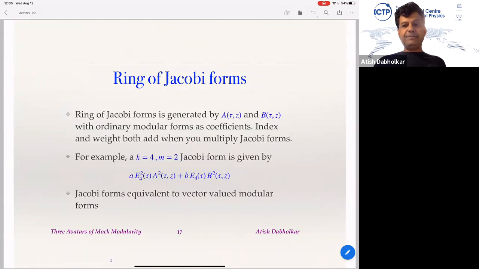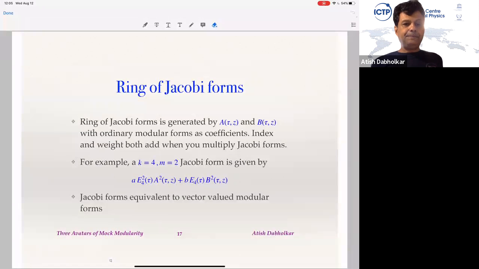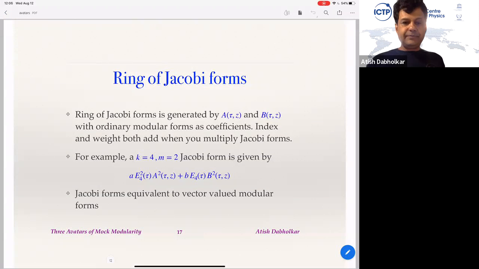Now, once again, we have a very powerful theorem, like in the case of modular forms, that the ring of Jacobi forms is completely determined by these two, A and B, but in a different way. Because now, instead of multiplying by just constant coefficients, you multiply them by modular forms, which are functions of just tau. So for example, if you want a weight 4 index 2 Jacobi form, then there are only, actually I made a mistake here, there's probably a third possibility, but let's just proceed.